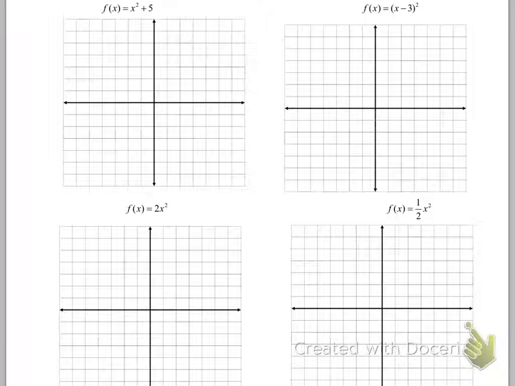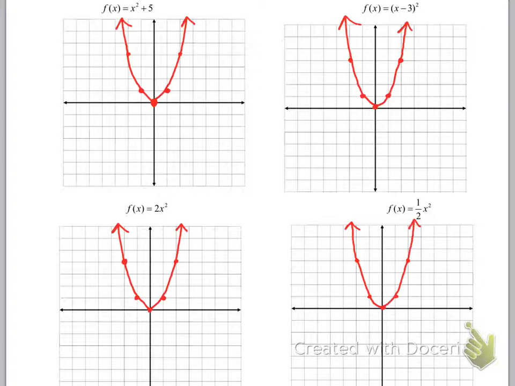So now we're going to take what we know about vertex form and apply it to translations or transformations of quadratic functions. What I'm going to start by doing is, on each of these four graphs, plot the parent function, which is just y equals x squared. Okay, so what I want you to do now, in a different color, is put the function that you see in your calculator.